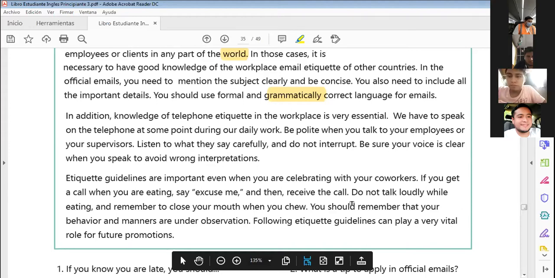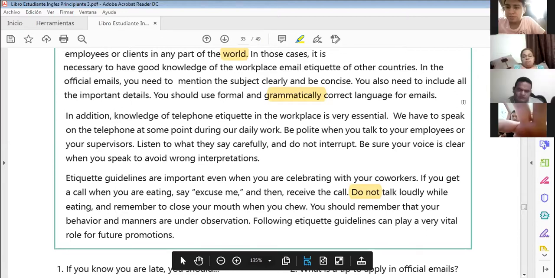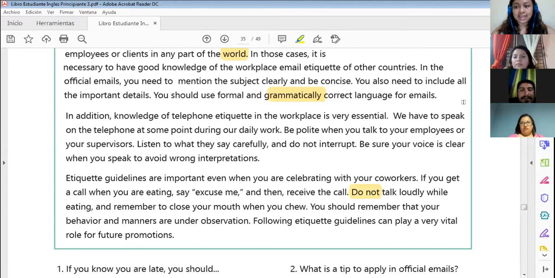Wonderful, very good. Javier, can you hear me? Yes. Okay, help me read. When you receive the call, do not talk loudly while eating. And remember to close your mouth when you chew. When you chew. Okay, look at me. Chew is like this, when you do this action. Can you hear me, teacher? Yes, I can hear you now. Okay, so when you eat, you have to chew your food. And then you swallow it. Okay, so when you chew.